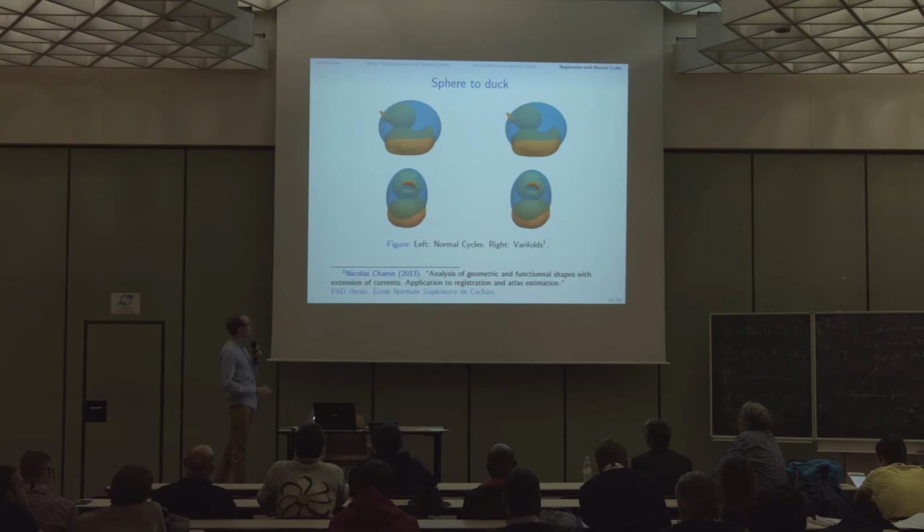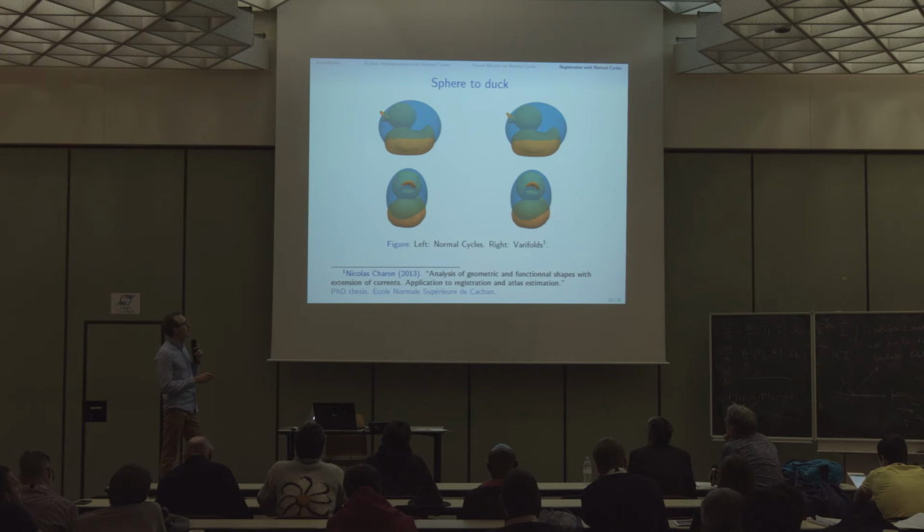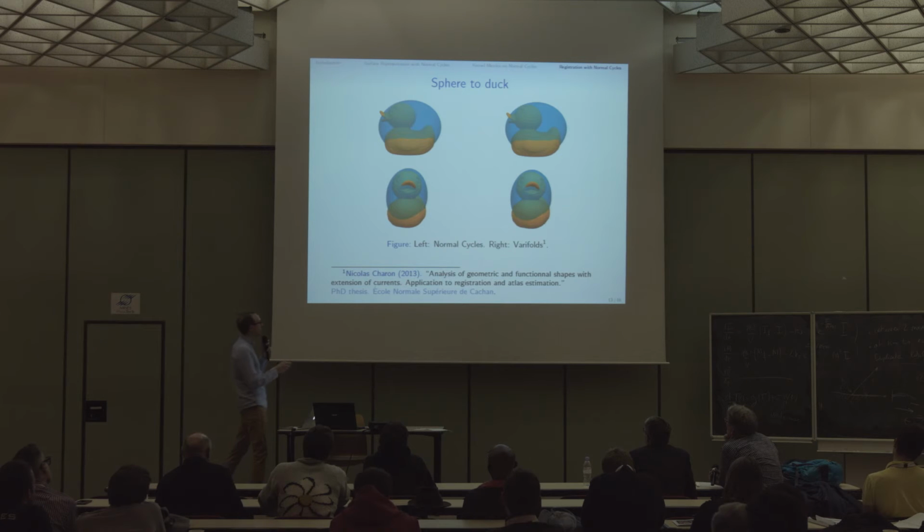So here is a first example of registration with normal cycles. The blue sphere is the source shape, and the orange duck is the target. On the left, we observe the deformation obtained with the data attachment term with normal cycles, and on the right, the same registration, but with varifolds this time, varifolds being a sort of unoriented version of the currents, where we consider shapes as associated with their tangent space at each point, unoriented tangent space.